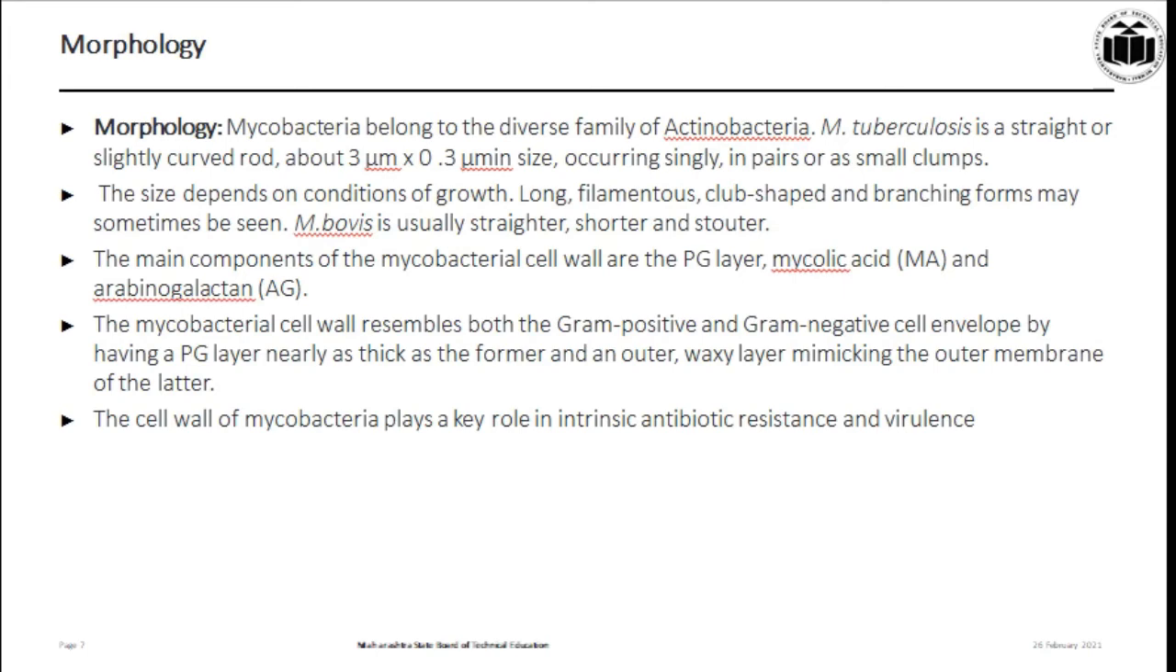Likewise, in the bacteria of Mycobacterium, the outer layer is a waxy layer mimicking the peptidoglycan. Hence, the cell wall of Mycobacteria plays a very essential role in resisting most of the antibiotics, and hence it causes disease which should be cured if it is not diagnosed earlier.